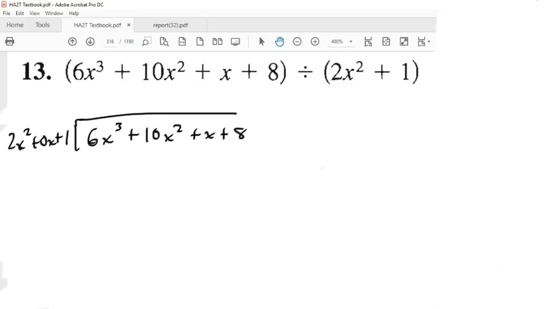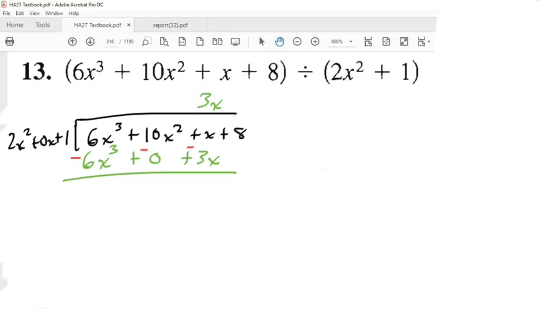Okay, so this is what we got to do. We got to look at our first terms. What multiplied to 2x squared will give me 6x to the third power? And the answer is 3x. And notice where I'm putting it. I'm putting the 3x right above the x. I like to keep the like terms lined up. And then I go 3x times that, 3x times that, 3x times that. What do I get when I do that? I get 6x to the third power. Then I get 0. And then I get 3x. And then I change all the signs so I can add them together.